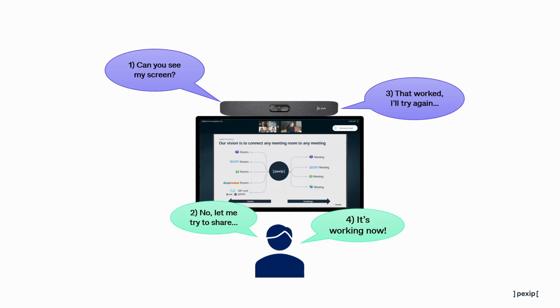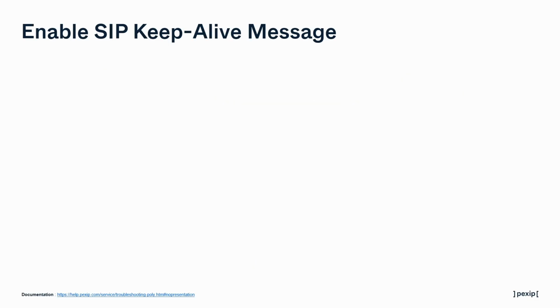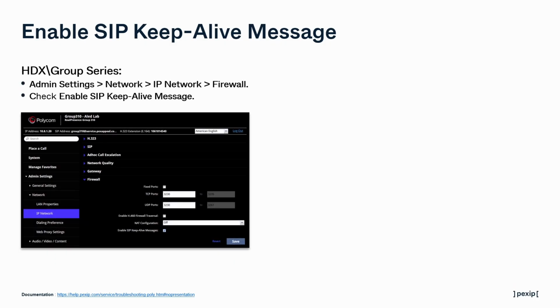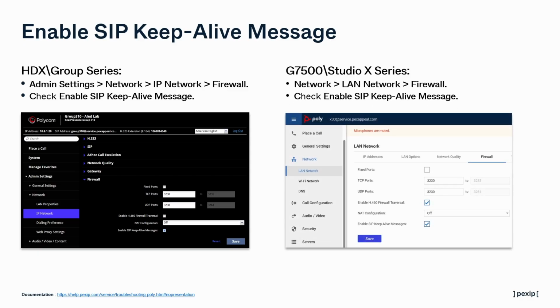Content issues can also be related to endpoint configuration. If a Poly endpoint can only receive content successfully after first sending content into the call, then this is likely due to firewall keep alive issues. As presentation is unidirectional, endpoints should send 0-byte RTP pinhole packets to ensure that the firewall ports are opened and NAT bindings are set. Ensure that the Enable SIP Keep Alive message setting is enabled on the Poly endpoint. The endpoint will send keep alive messages on the SIP signaling and RTP sessions.